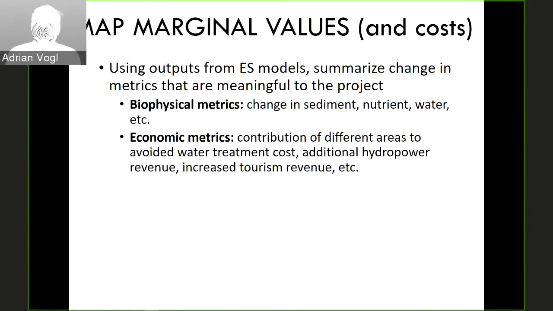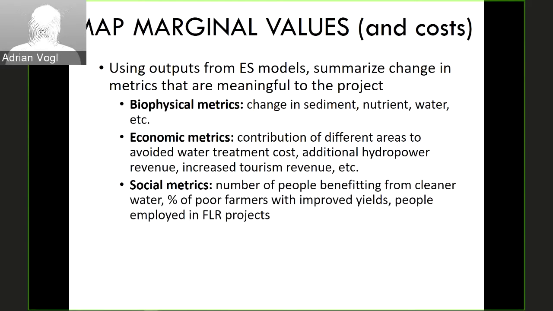You could also think about translating that into economic metrics. So that would be the contribution of different areas or different activities to avoided water treatment costs or additional hydropower revenue or additional tourism revenue. So this is going to require some additional data on the economic production function. How do you link the avoided cost of water treatment or the increased revenue to changes in the physical system? But marginal values can be expressed in those metrics as well.